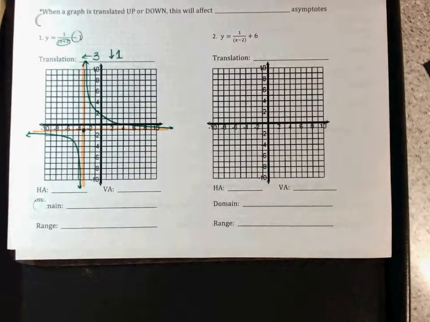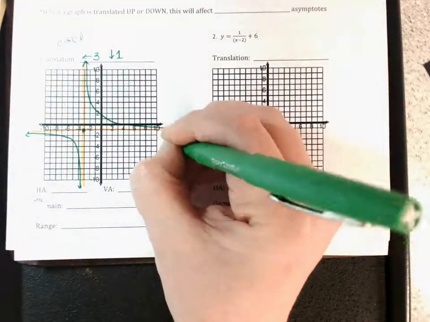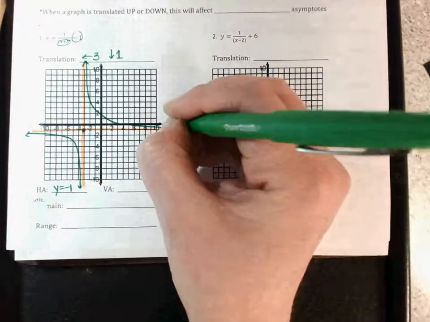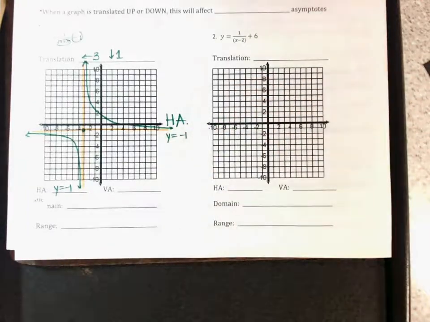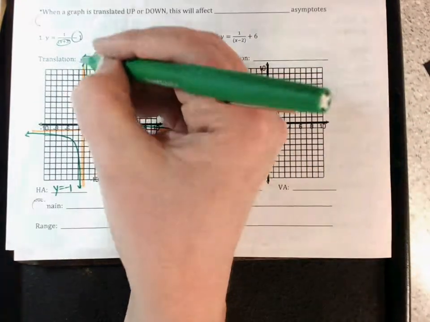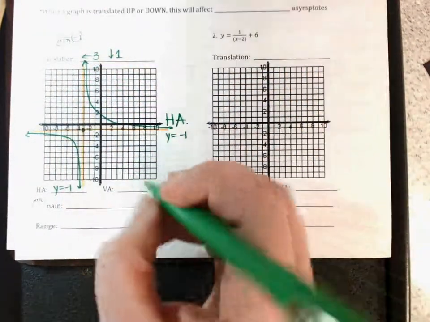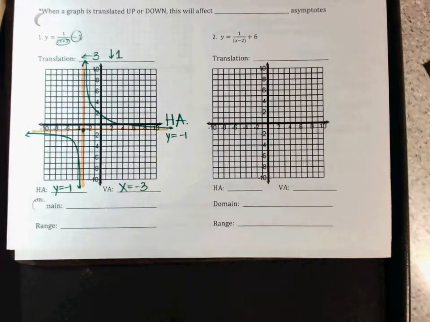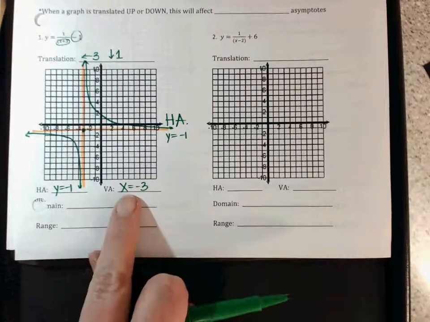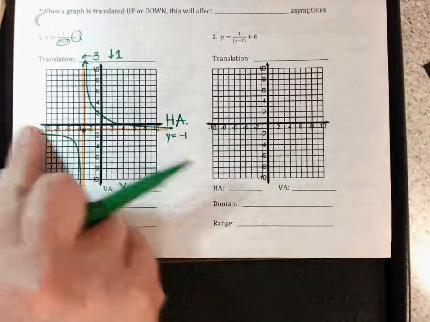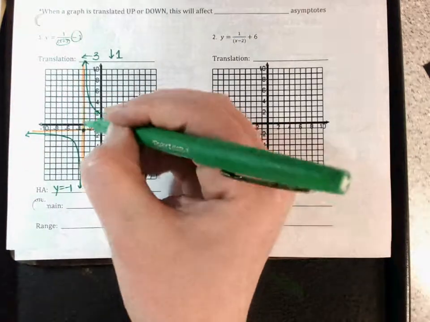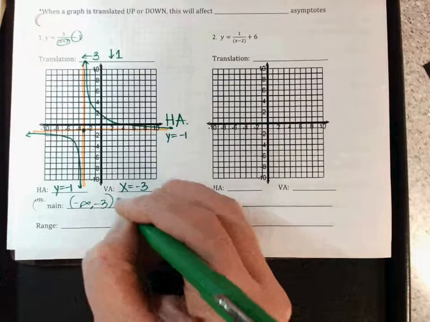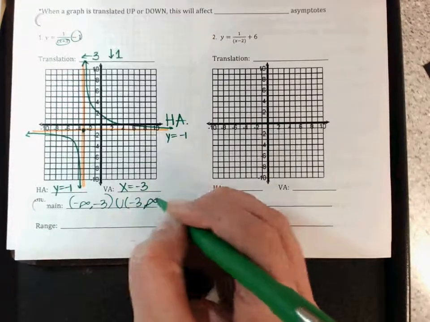Then if I were to label those, this one over here is y equals minus 1. That's your horizontal asymptote. But then this one right here is my vertical asymptote, and that's at x equals negative 3. Then your domain, if I think about x's, well, where does my graph split? My graph splits right here. That's at x equals minus 3. So I'll go negative infinity to negative 3, union negative 3 to infinity.